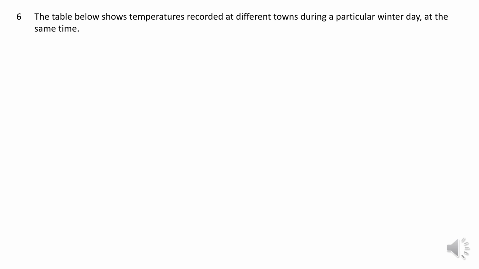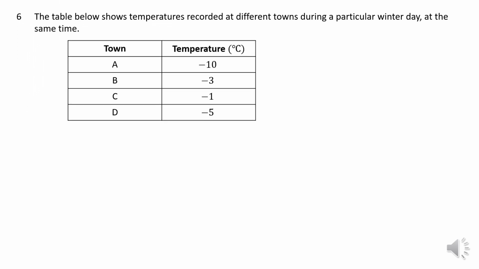Question 6, the table below shows the temperature recorded at different towns during a particular winter day at the same time. All right, so they're asking you, first question is which town recorded the highest temperature. Don't write the temperature, we want which town. The highest temperature, as you can see, is the one that is closer to 0, it's -1.